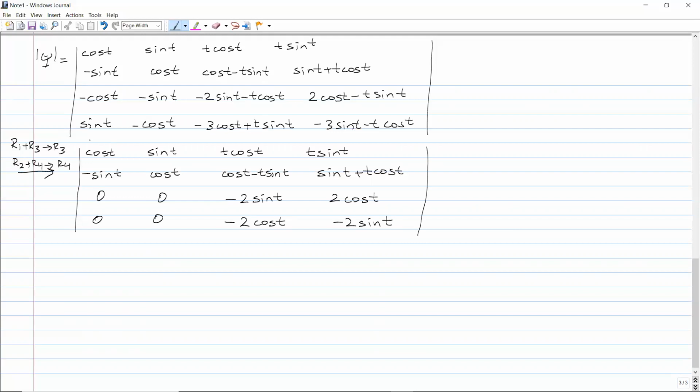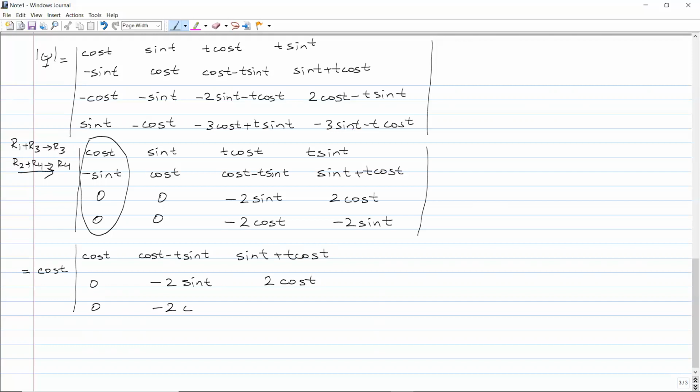And now I'm going to take the first column and expand this determinant using the first column. So the first entry is cosine t times the determinant: cosine t, minus t sine t, plus t cosine t, 0, minus 2 sine t, 2 cosine t, 0, minus 2 cosine t, minus 2 sine t.